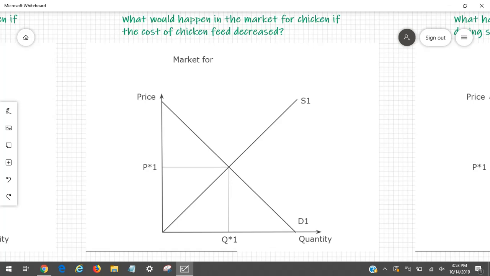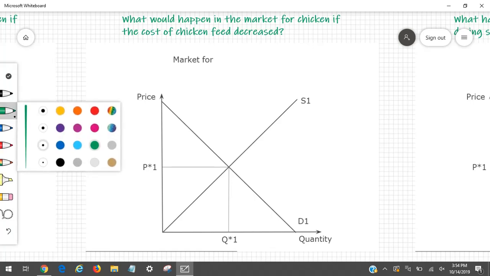All right, and so the basic rule I tell students for shifts of supply is just to think, is what's happening good for suppliers or bad for suppliers? Good for producers, bad for producers. So obviously the cost of chicken feed decreasing is a good thing for producers. It's cheaper for them to produce chicken. So if whatever's happening is good for suppliers, then they're going to increase their supply. And if whatever was happening was bad, they would decrease their supply. So in this case, the decrease in the cost of chicken feed is good for producers, and so they are going to increase their supply of chicken.